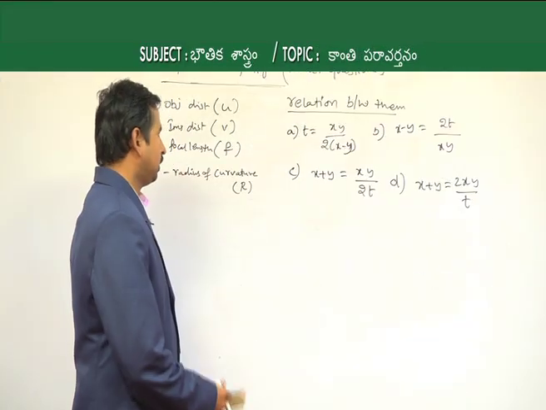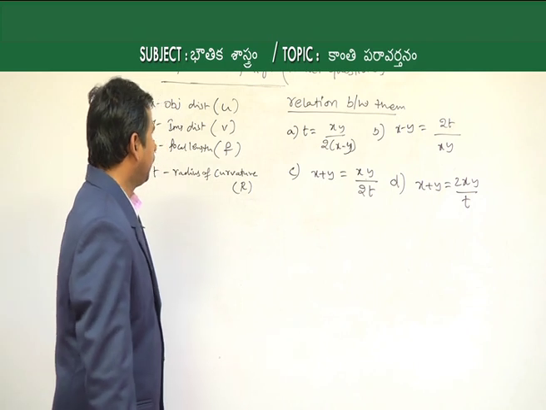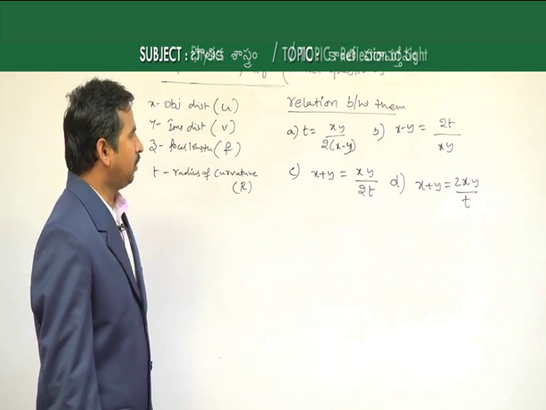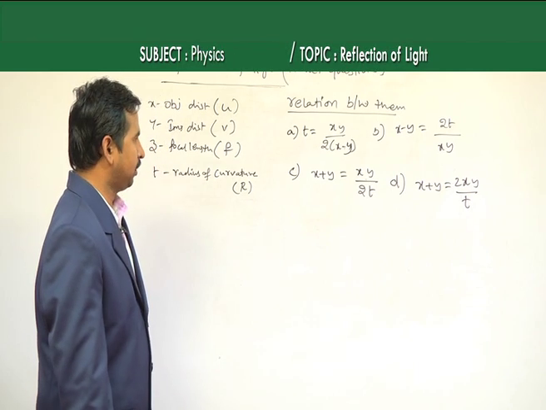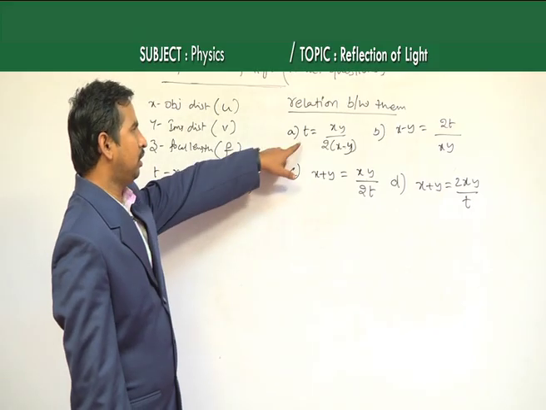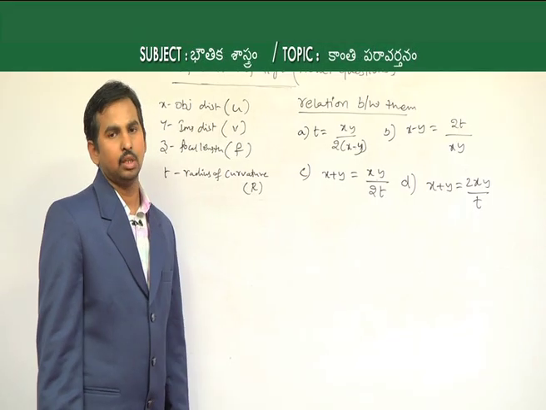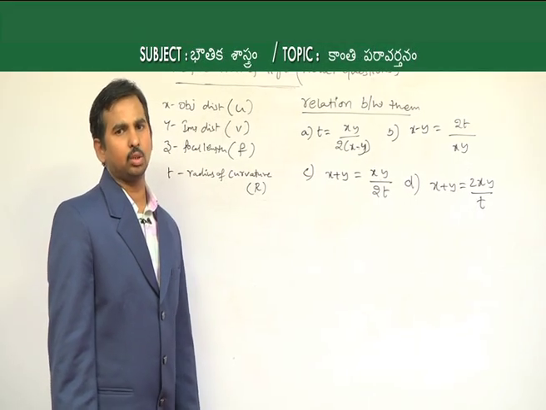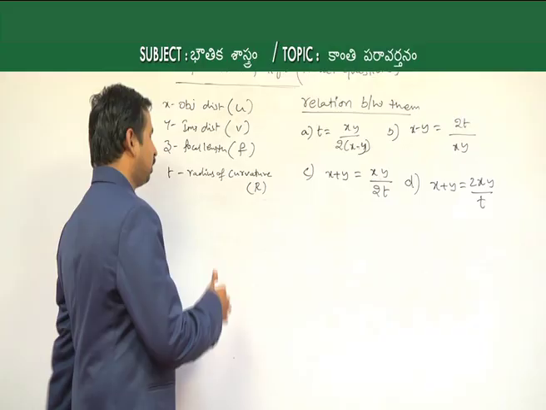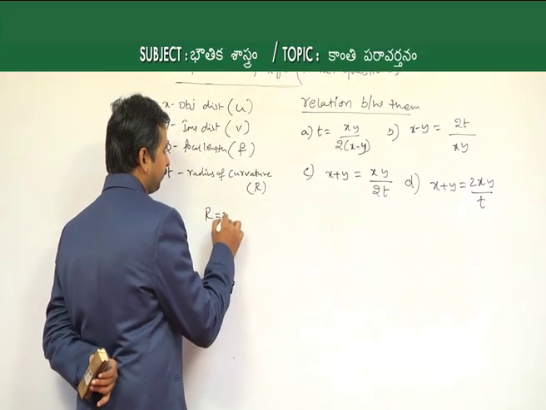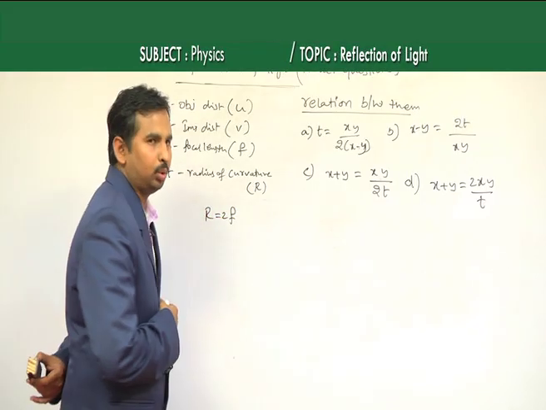The same question they may ask like this also. Again, from the previous question, we have to find the correct relation between them. This time we have t also involved here, where t is nothing but the radius of curvature. We know that the relation between the focal length and the radius of curvature is r is equal to 2f.